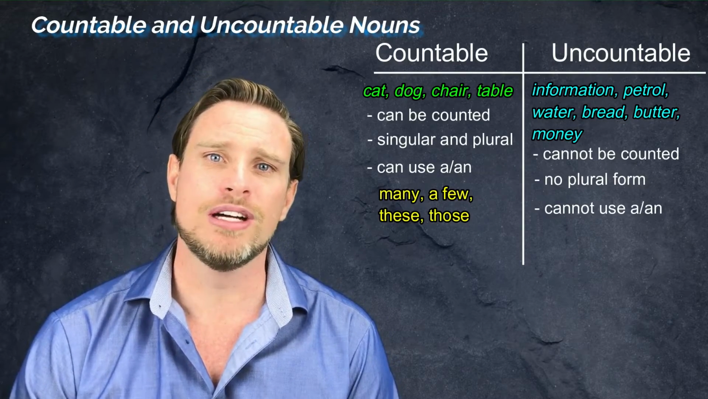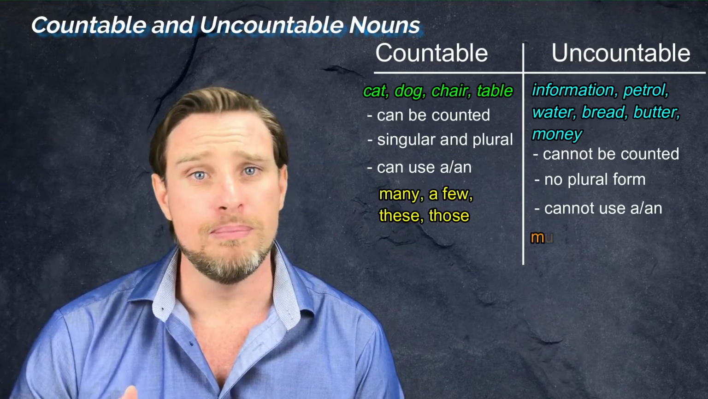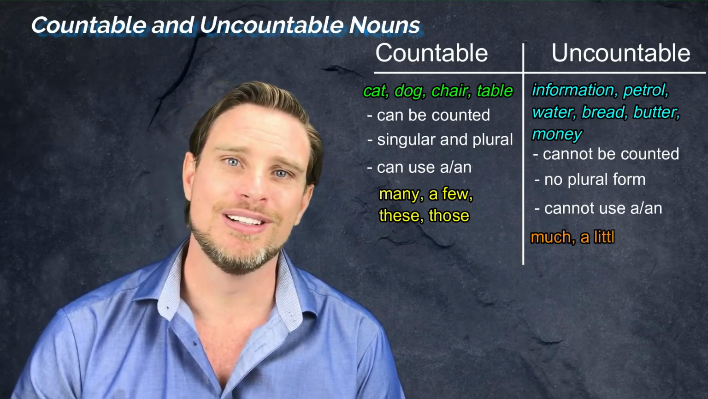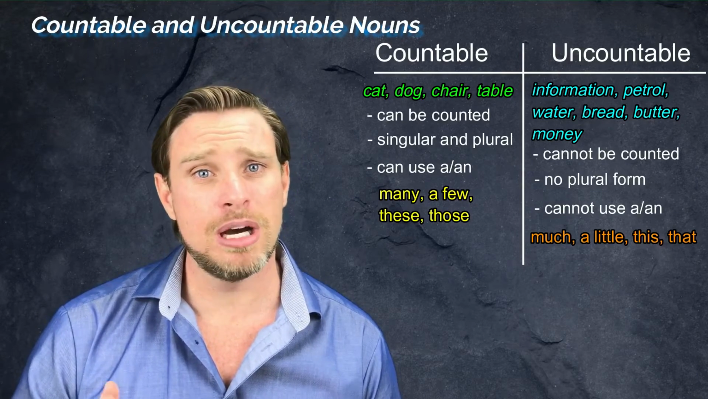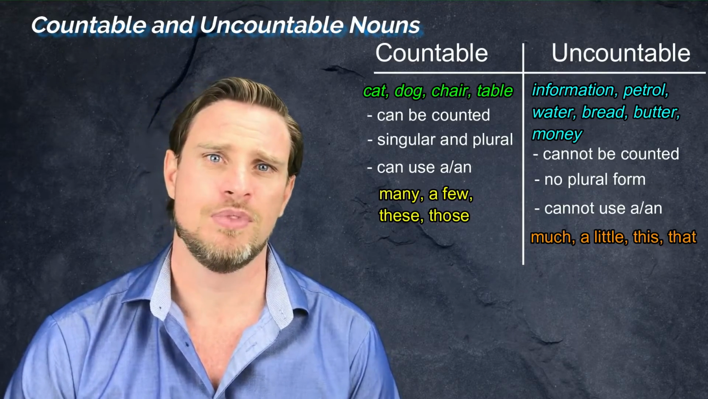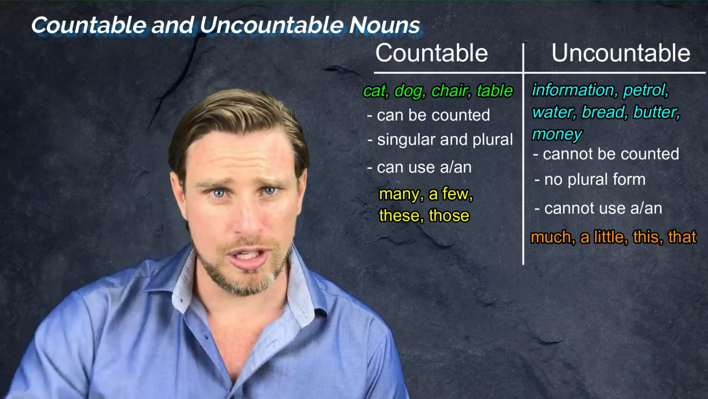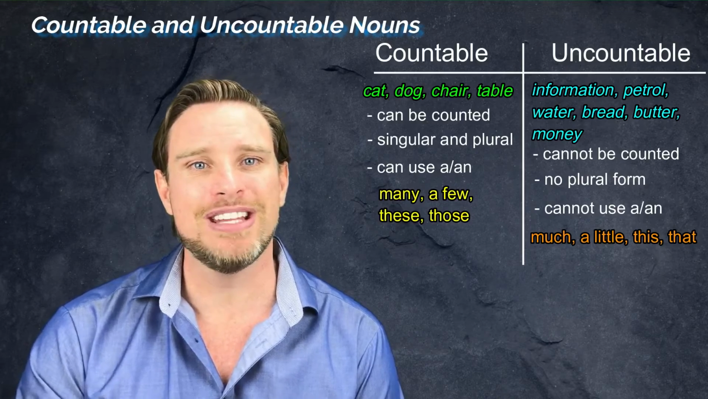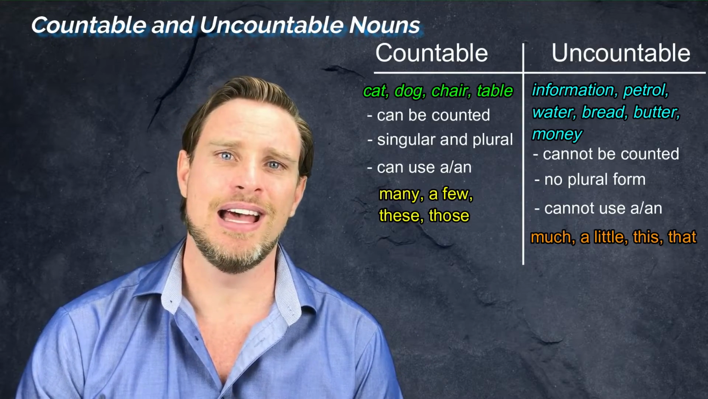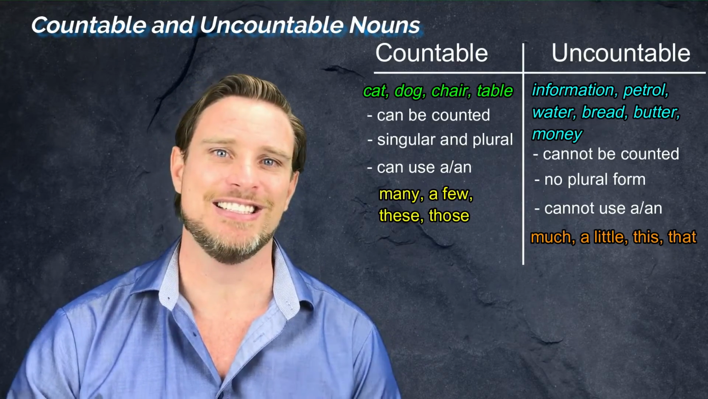With uncountable nouns, we can use much, a little, this, and that. I didn't get much feedback on my assignment. We need to add a little water to the recipe. It's too dry. This information is important, and that bread is very tasty.